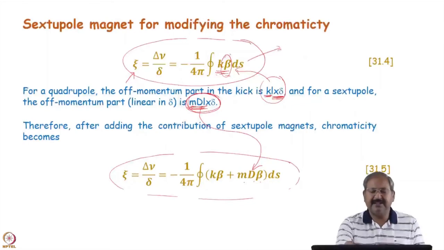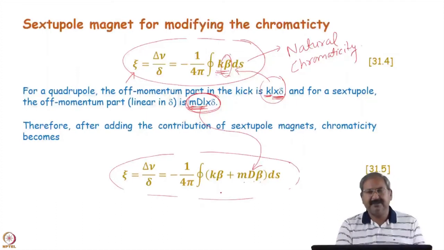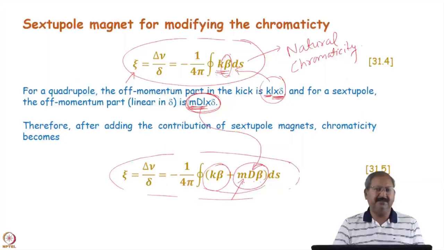Now you can see that this is the natural chromaticity, because it is the chromaticity generated only by the quadrupole. And this is the chromaticity when we consider the sextupole also. Now, properly choosing M, we can cancel out this K beta. So by properly choosing the strength of the sextupole magnet, we can make this integration zero and the chromaticity will become zero. In this fashion, sextupole magnets can be used to correct the chromaticity.